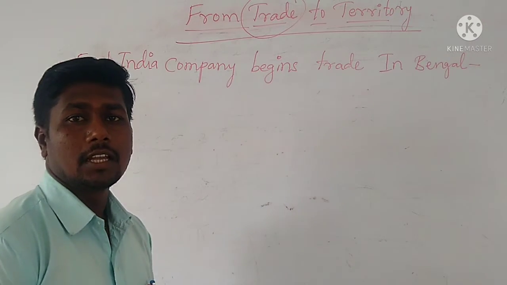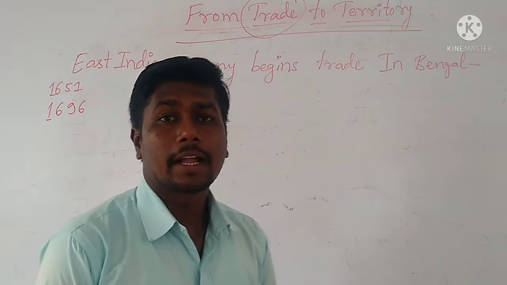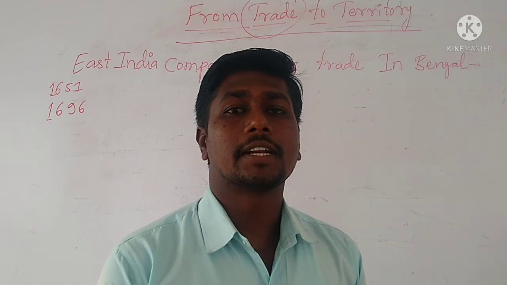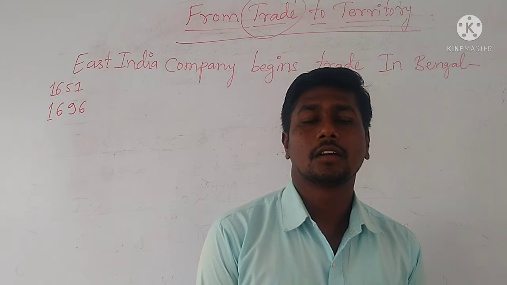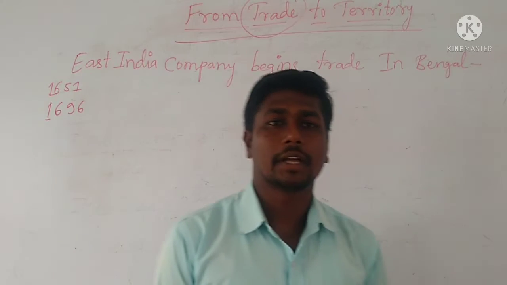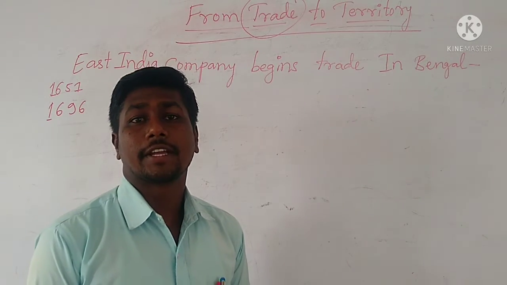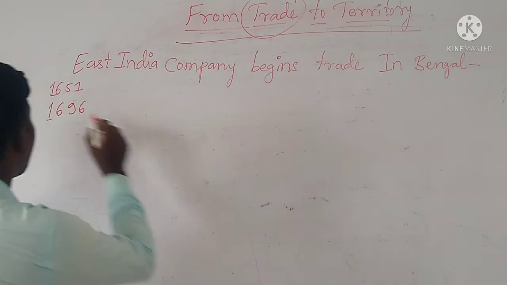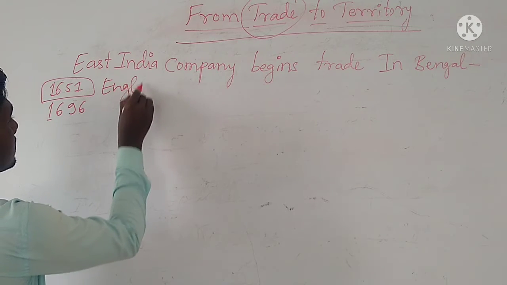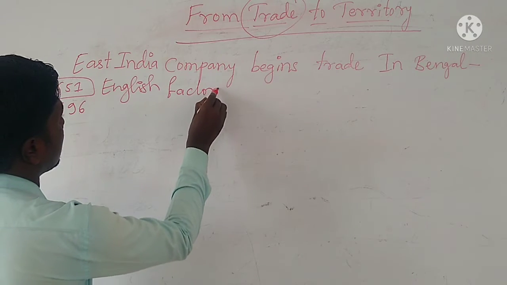So today we will learn about how the East India Company begins trade in Bengal. I mean, how the English East India Company established or started its trade or commerce in the Bengal region of India. See, the first English factory was set up in 1651.